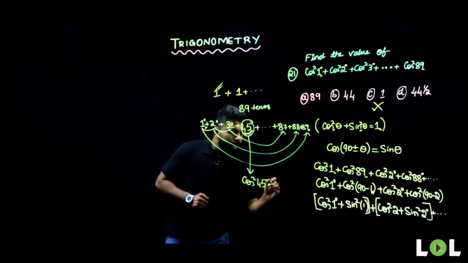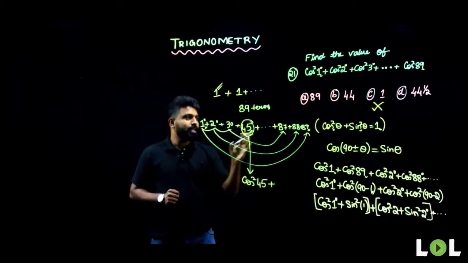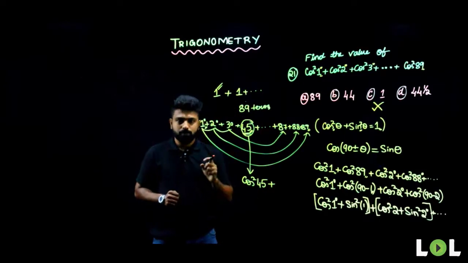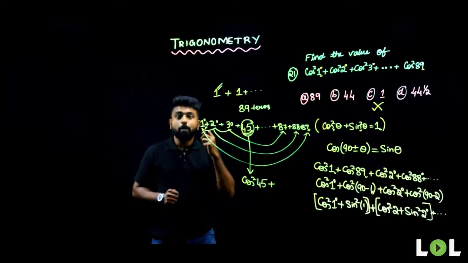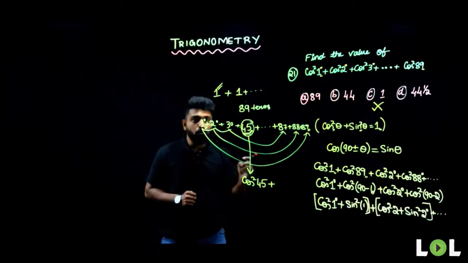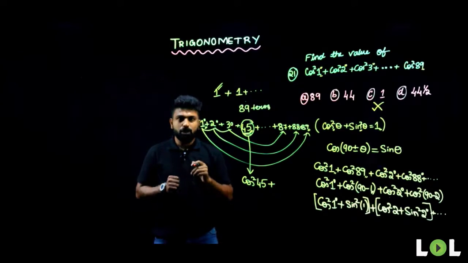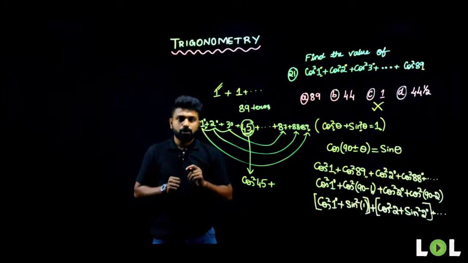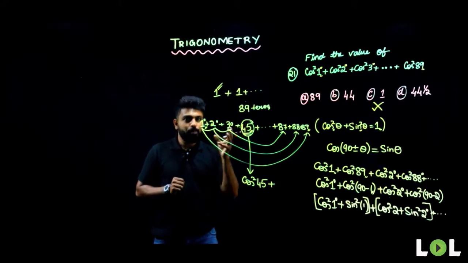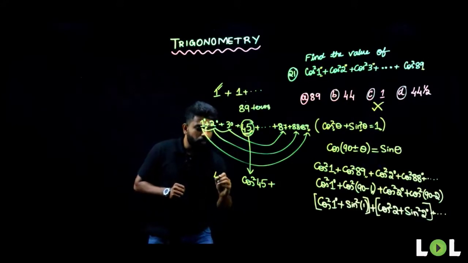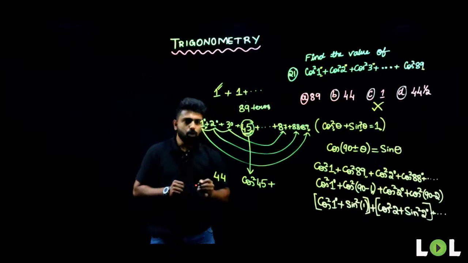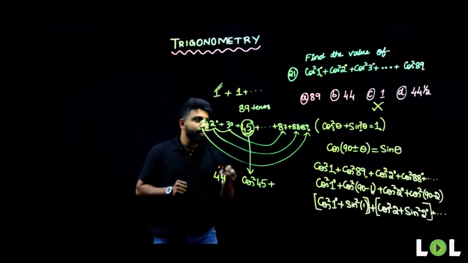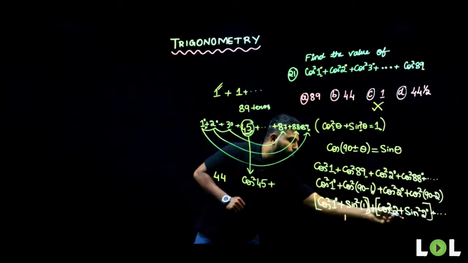Now, except this, how many terms are there? There are 88 terms. So from 88 terms, how many pairs can I form? I can form 44 pairs because two terms will form one pair. So totally there are 88 terms. How many pairs will it form? It will form 44 pairs. So what is the value of one pair here? The value of each pair is 1.